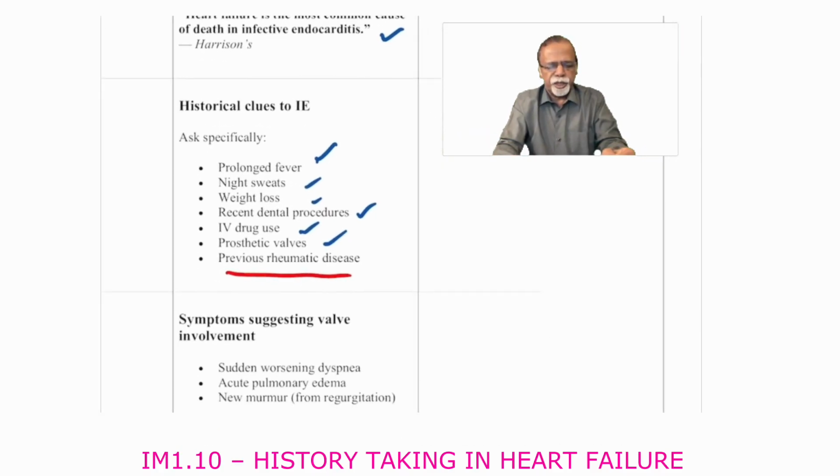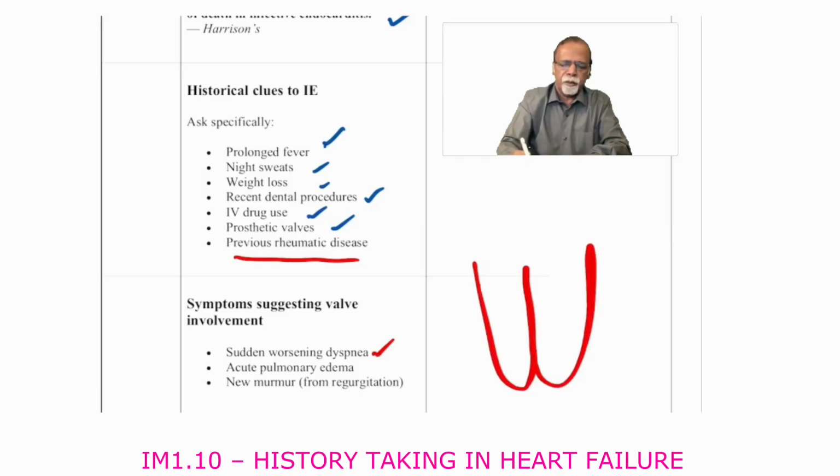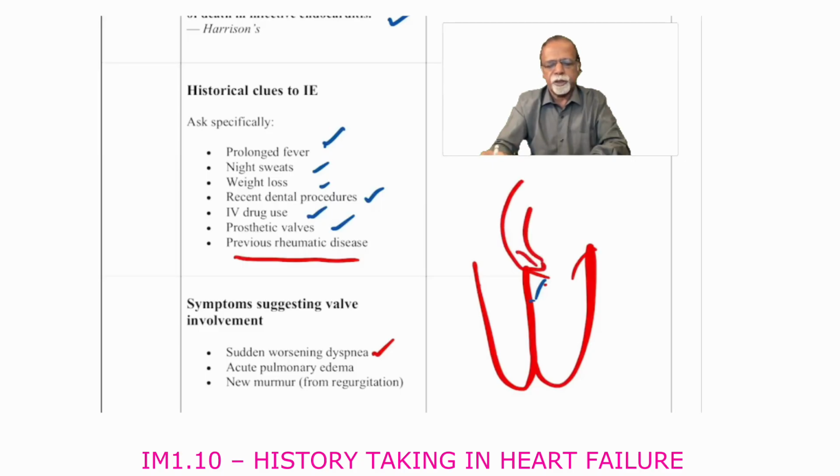Then what are the symptoms suggestive of valve involvement? The patient can develop papillary muscle dysfunction or rupture of the papillae, leading on to regurgitation. So what are the symptoms? One is sudden worsening of dyspnea. For example, a patient develops an acute mitral regurgitation because of papillary muscle dysfunction or rupture, or an acute aortic valve regurgitation. That is one of the complications that you get. You can get an acute AR, and the valve becomes dysfunctional.